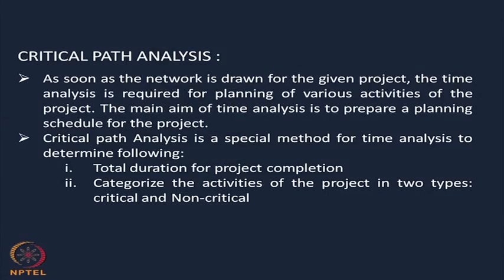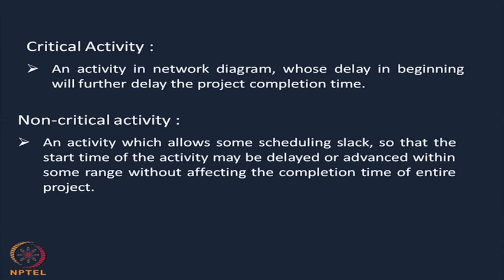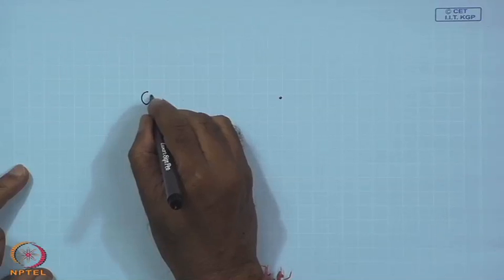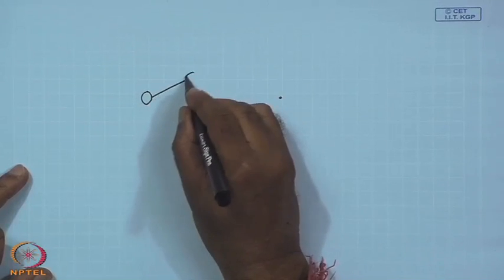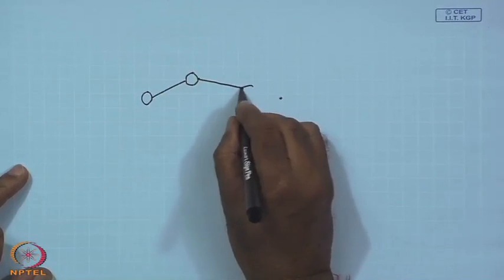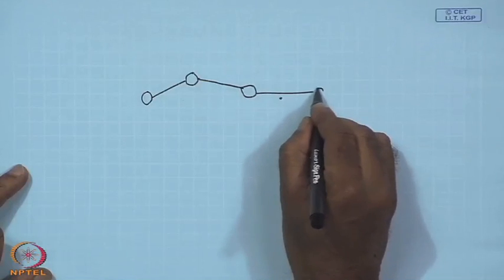First, let us see the definition of these two. Critical activity: an activity in a network diagram whose delay in the beginning will further delay the project completion time. You see this one, a critical activity is the activity whose delay in the beginning will further delay the completion of the project. Or in other words, if I have drawn a network something like this, going this way, and so it is going to end.